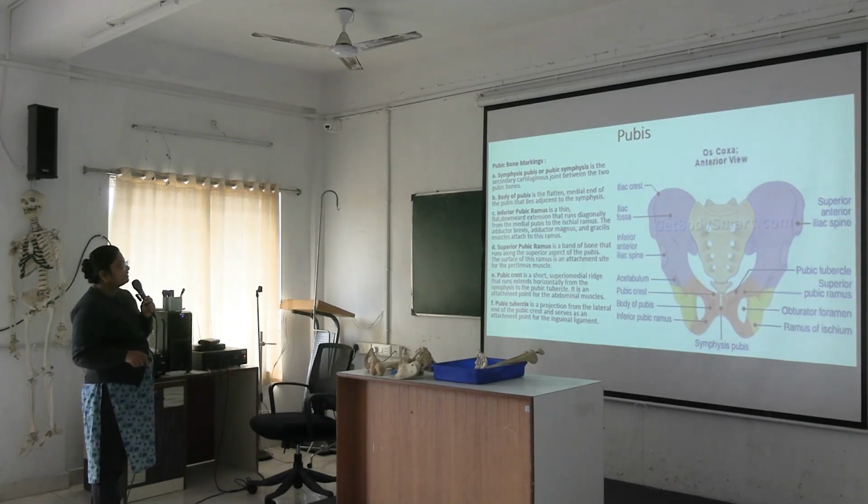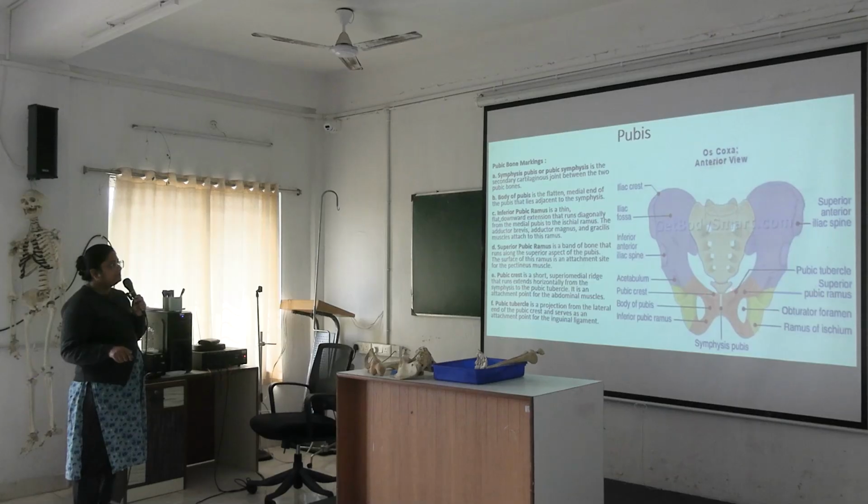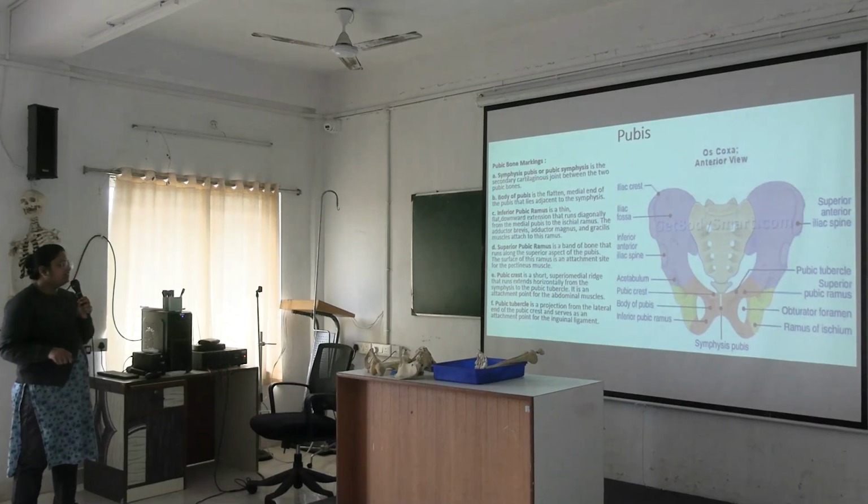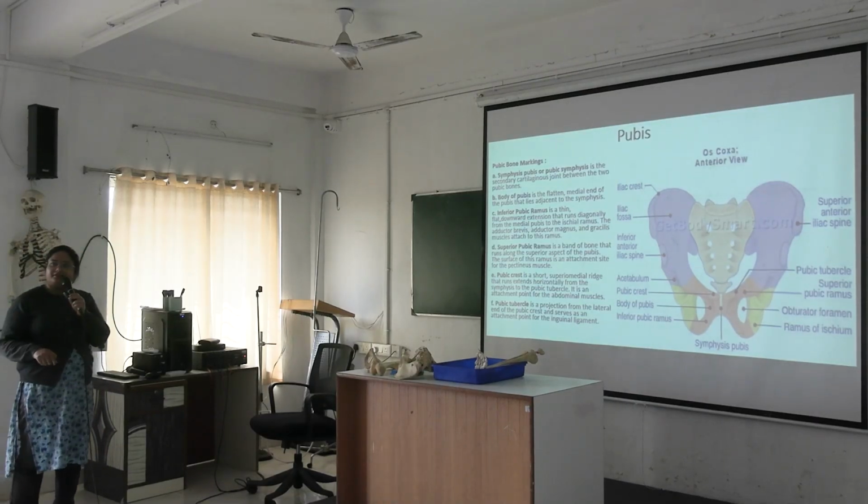Next is the pubic tubercle. This projecting part is the pubic tubercle. It is a projection from the lateral end of the pubic crest and serves as an attachment point for the inguinal ligament. Okay.